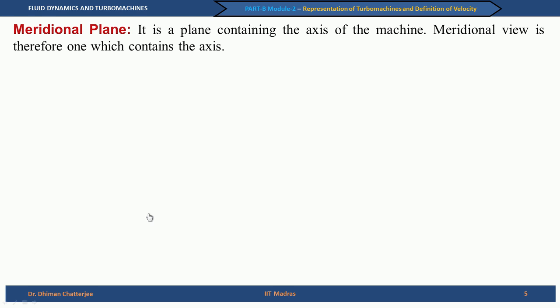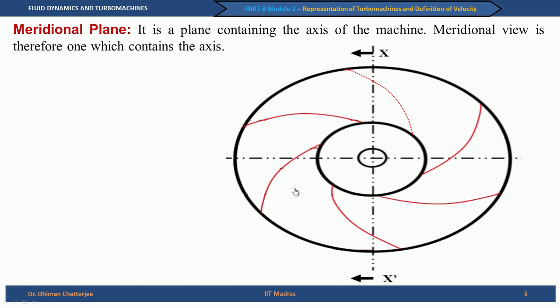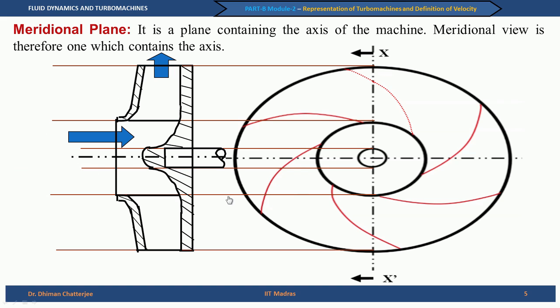So, continuing from what we have seen just now with the impeller, we are talking about a meridional plane, which is a plane containing the axis of the machine. Meridional view is therefore one which contains the axis, and this is the front view. I have taken a plane. The normal side view would have shown me by x to x prime, and this is the view you traditionally see with the meridional views.